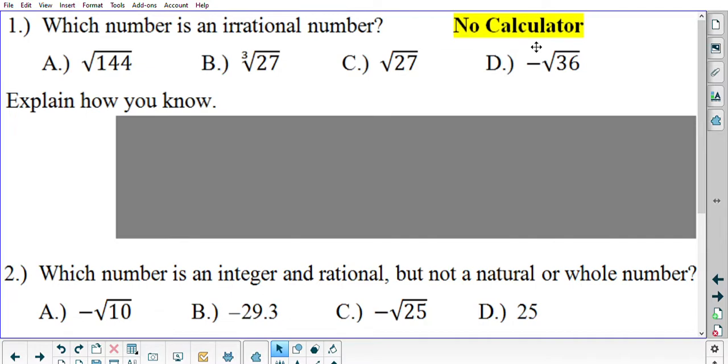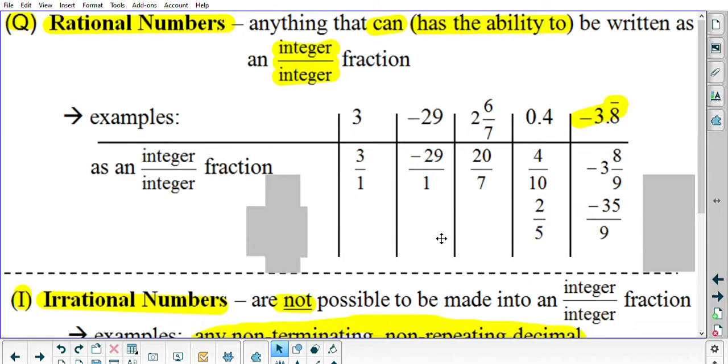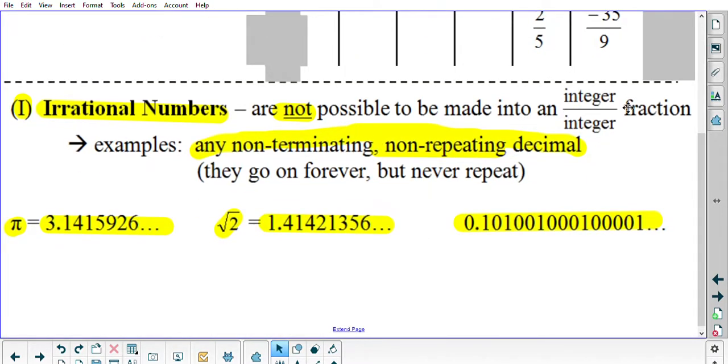Pull out your guided notes on squares and square roots, which also included cube roots. And you will see I gave you a big chart of perfect squares and perfect cubes. And if you use that chart, you'll be able to do number 1 without a calculator. All right. I need to find out which one of these is an irrational number. If you don't remember, irrational numbers are numbers that cannot be made into integer over integer fractions, and they're going to end up being these special decimals that go on forever but never, ever repeat.